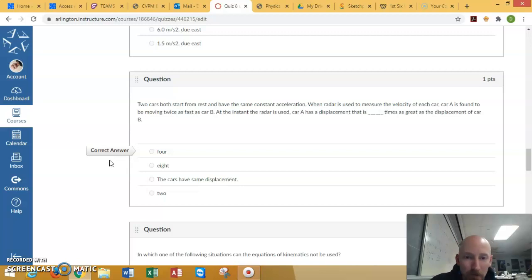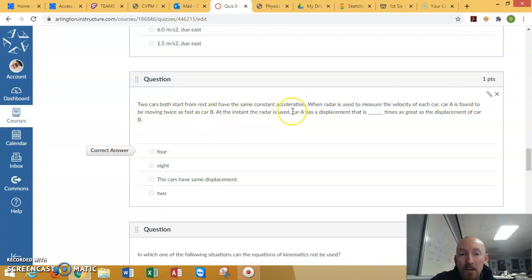That just happens. So we have 2 cars. They both start from rest, have the same constant acceleration. When radar is used to measure the speed of each car, car A is found to be moving twice as fast as car B. So they have the same constant acceleration. Radar is used, and it's found that car A is now moving at twice the speed as car B.